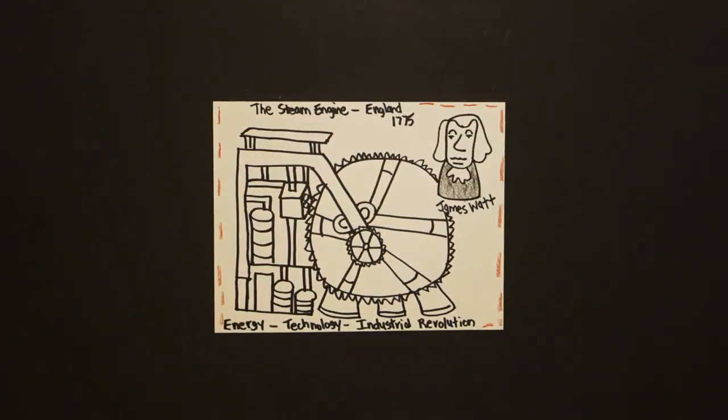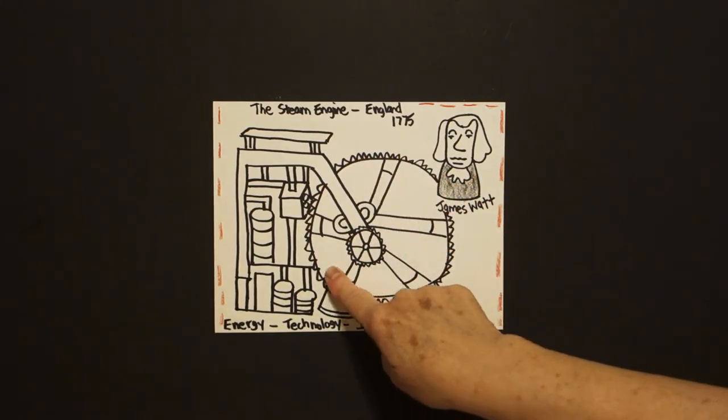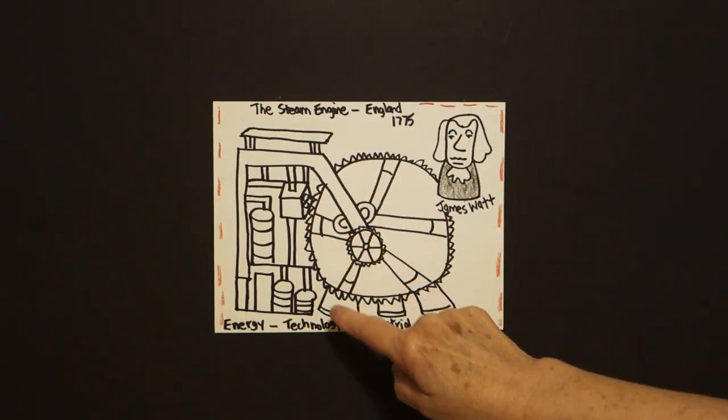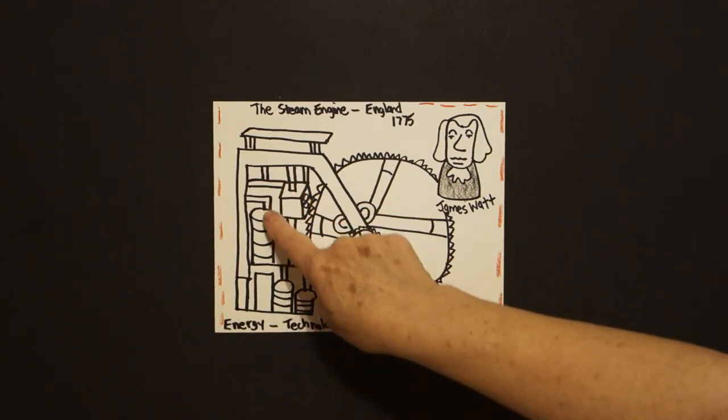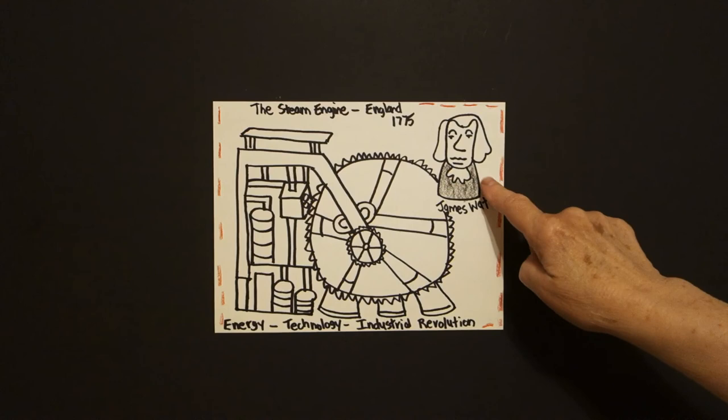This whole wheel is going to go around and around. This little wheel goes around and around. All of these are pumps that go up and down, up and down. He figured it all out.